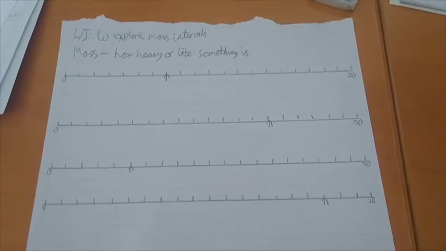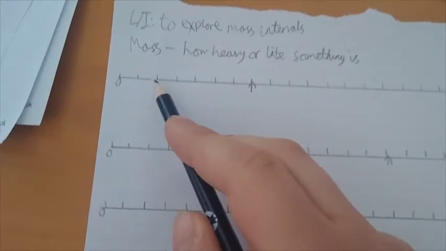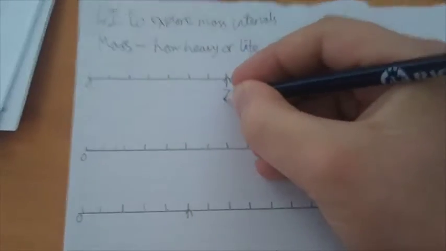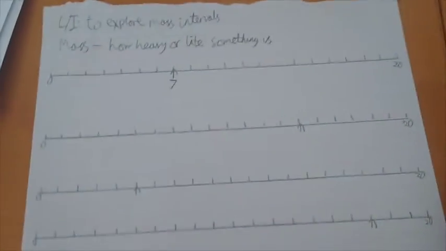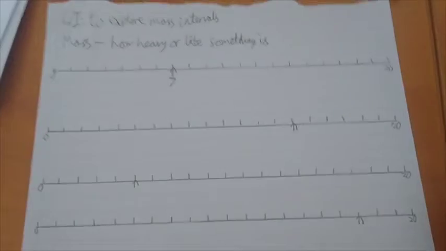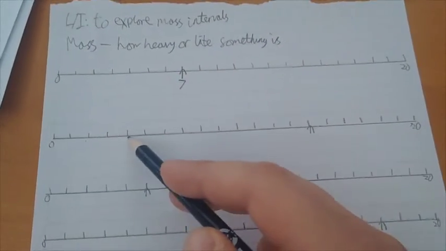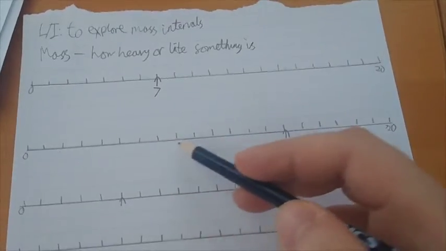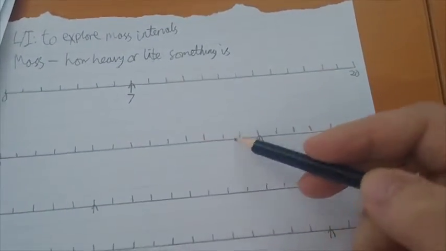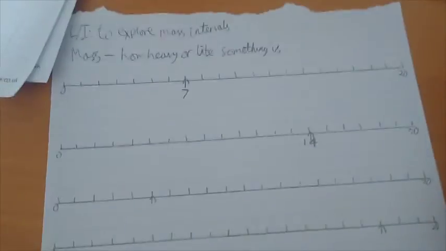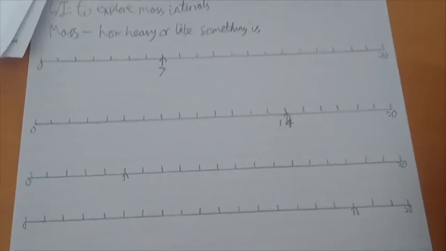So on our first number line, the arrow is pointing to, let's go through this together, 1, 2, 3, 4, 5, 6, 7. So 7 is the missing number on our first number line, the space that the arrow is pointing to. So let's look at the second number line. 1, 2, 3, 4, 5, 6, 7, 8, 9, 10, 11, 12, 13, 14. So 14 is the second number on the number line that the arrow is pointing to.